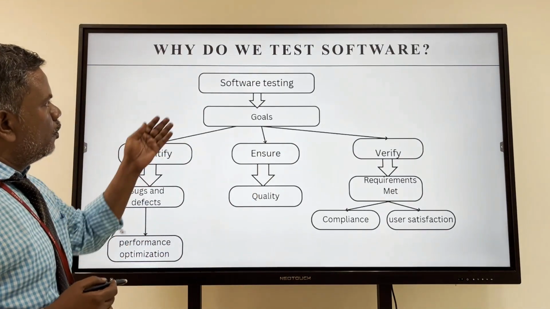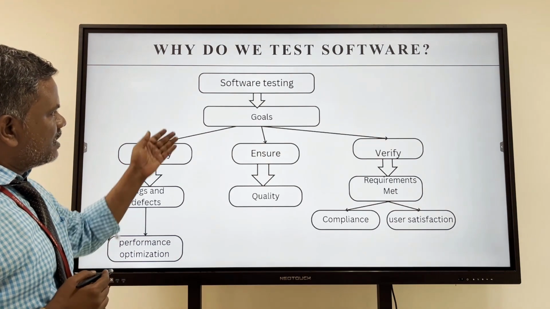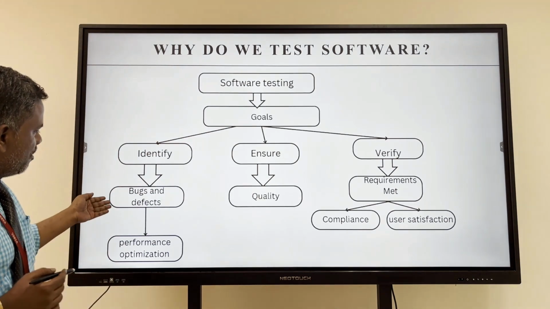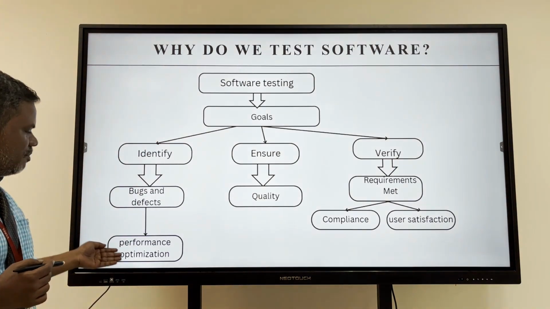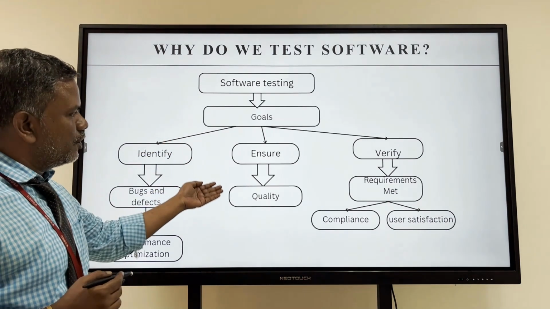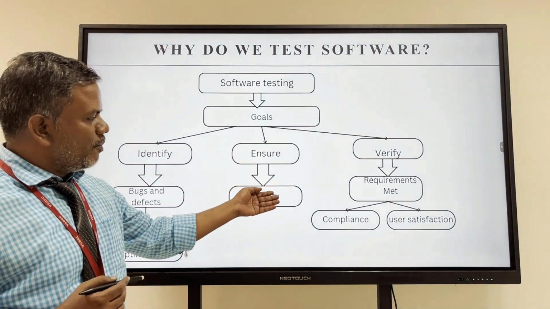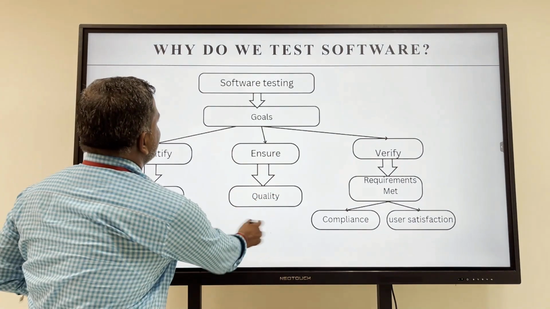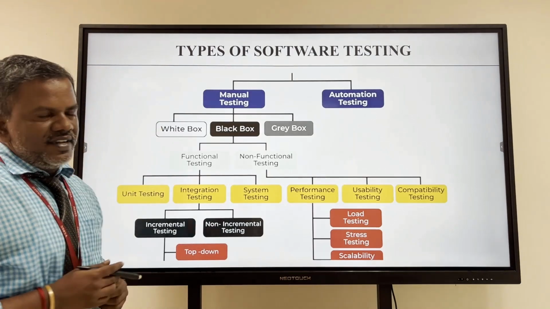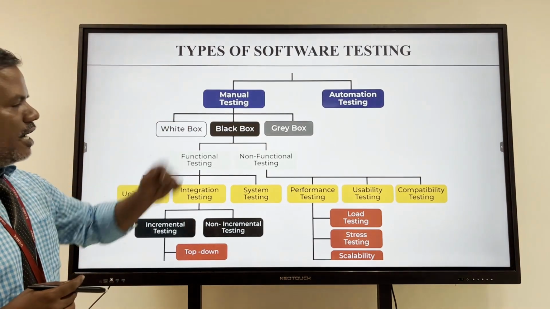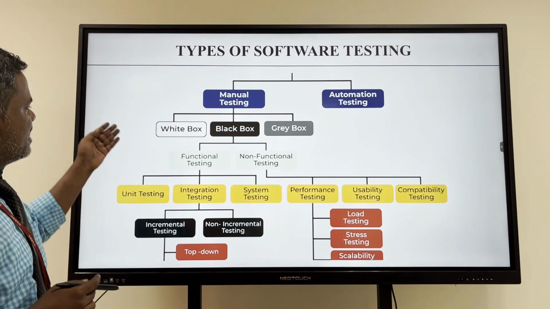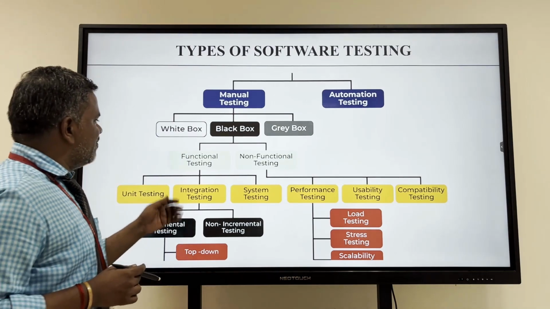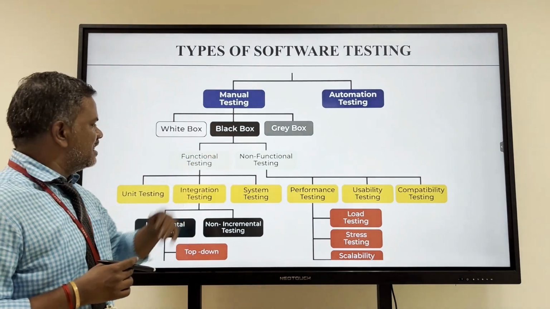Why do we test the software? First, our goal in software testing is identifying the bugs and defects, performing optimization and ensuring the quality, verifying the requirements, compliance, and user satisfaction. Types of software testing: manual testing and automation testing, white box testing, black box testing, and gray box testing. Functional testing and non-functional testing.